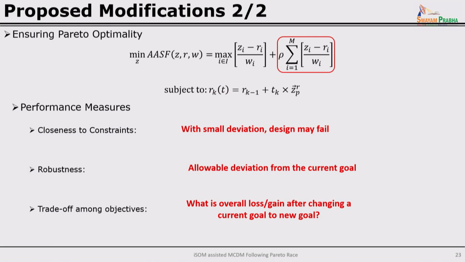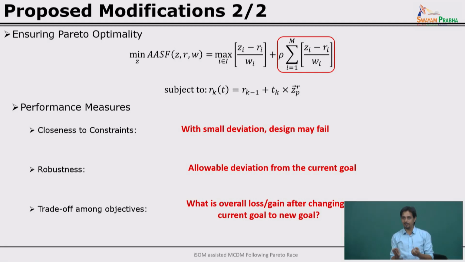Okay, so I discussed the performance measures. I said only looking at the objective function is not sufficient. I want to know how good the solutions are. One is the closeness to constraint. I may give a very good solution, but any small change in a variable may lead to failure. So the decision maker will not like that particular solution.